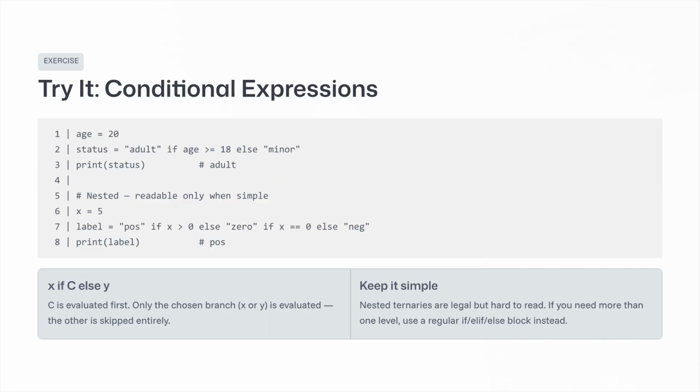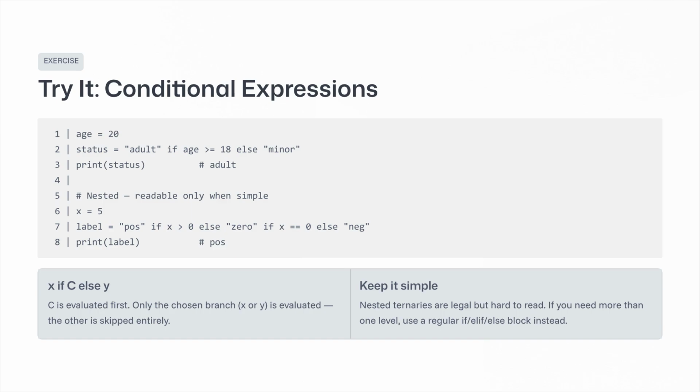Ternary operator in action. Line 1, age equals 20. Line 2, status equals adult if age is at least 18 else minor. Line 3, print gives adult. Line 6, x equals 5. Line 7, label is pos if x is greater than 0, else 0 if x equals 0, else neg. Nested ternary. Line 8, print gives pos.